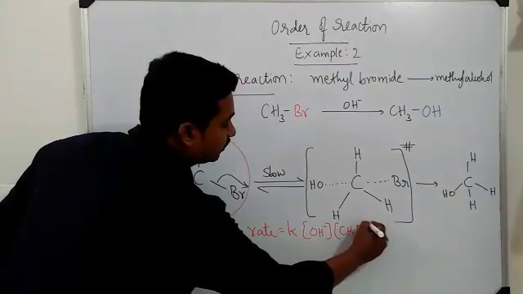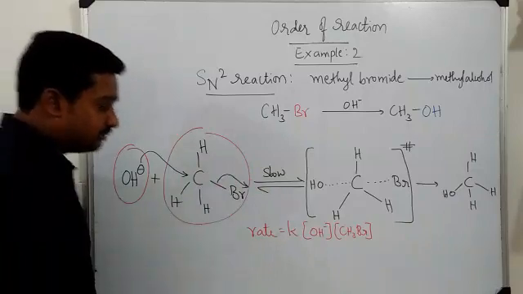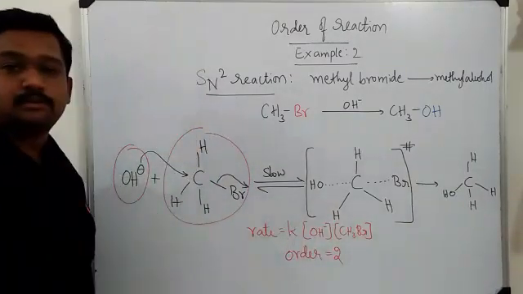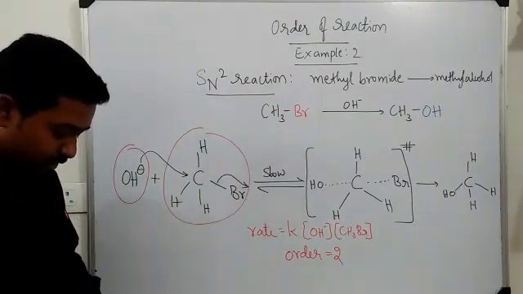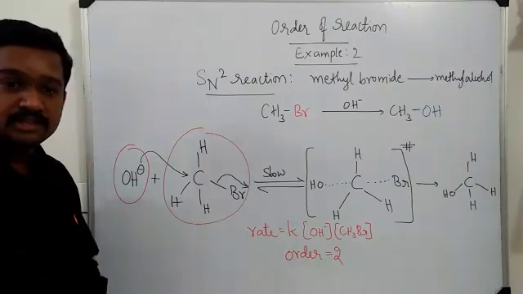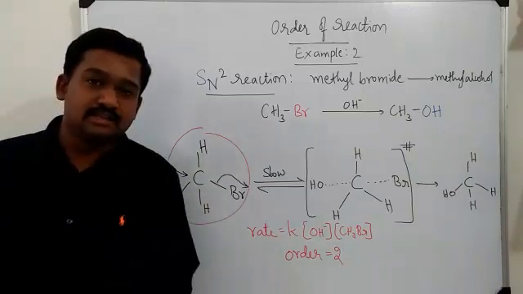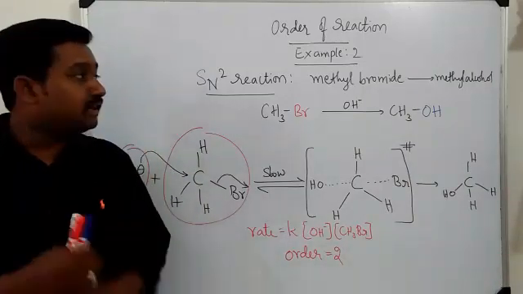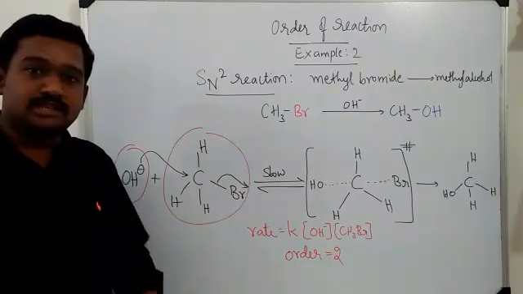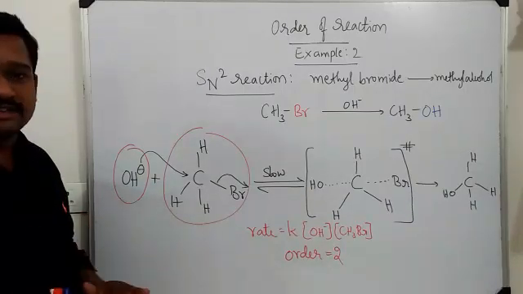methyl bromide. Since there are 2 reactants involved in this reaction and in the slow step, the order of this reaction becomes 2. 1 plus 1, 2. So this is an example of a second order reaction. We have seen first order, that was the SN1 reaction. This is second order, this is the SN2 reaction. Both these 2 reactions we are going to study even in the haloalkanes and haloarenes chapter. In detail we will see those things in the coming videos. As of now, let's understand the order of these reactions.